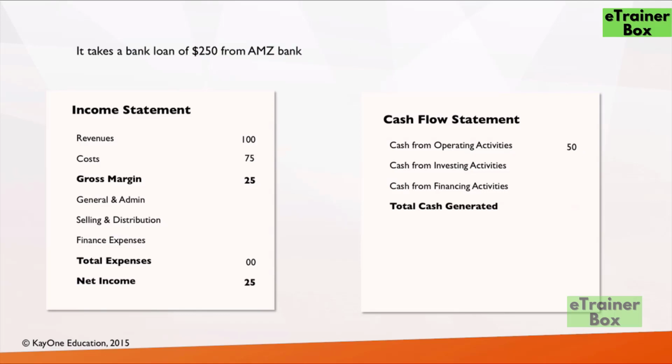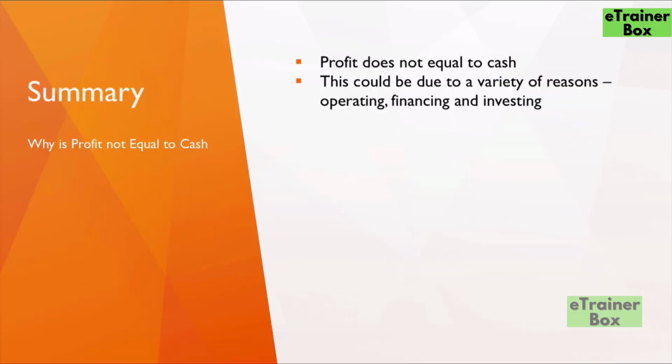Next, it takes a bank loan of $250 from AMZ Bank. Again, this is something which is of a liability in nature. It is neither expense nor cost nor revenue, and therefore does not appear on the income statement. So for this bank loan, there is a cash inflow. It is not an operating activity, it is not an investing activity, but it is a financing activity. So you have $250 under financing activities, and the total cash generated is $300.